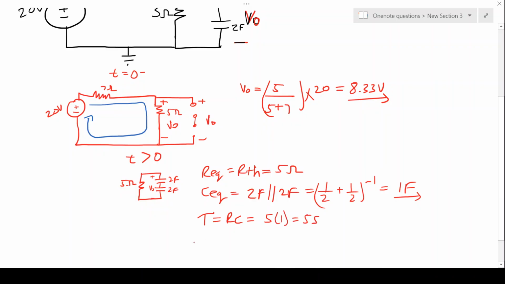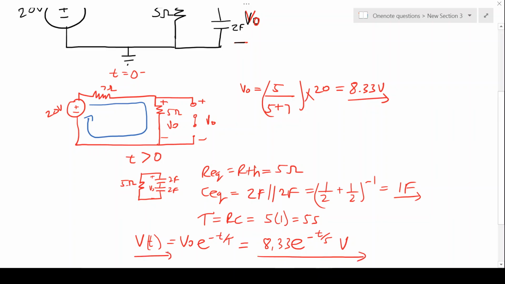Now tau is equal to RC, which is 5 times 1, which gives you 5 seconds. And then finally V as a function of time is going to give you V0 e to the negative t over tau, which then gives you 8.33 e to the negative t over 5 in volts. And that's the final voltage as a function of time.